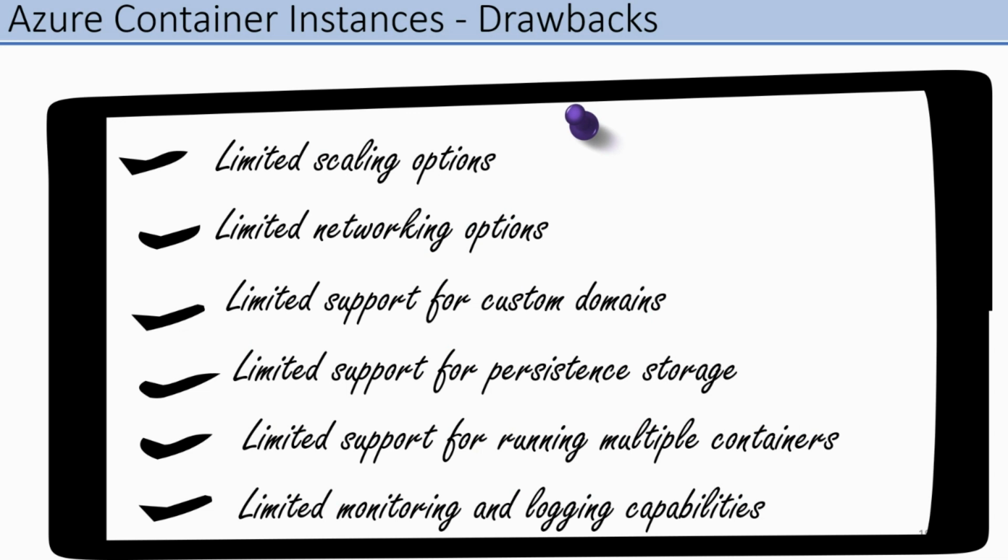Third one, limited support for custom domains. Custom domains are not currently supported with ACI. Next one, limited support for persistent storage. ACI does not currently support persistent storage for stateful workloads. Next one, limited support for running multiple containers in a single instance. The last one, limited monitoring and logging capability when compared to other mature orchestration solutions.